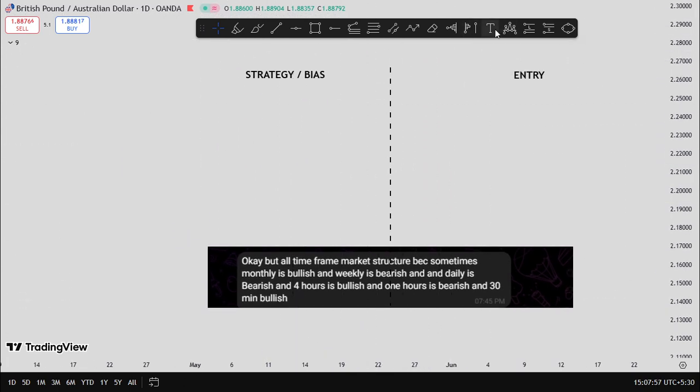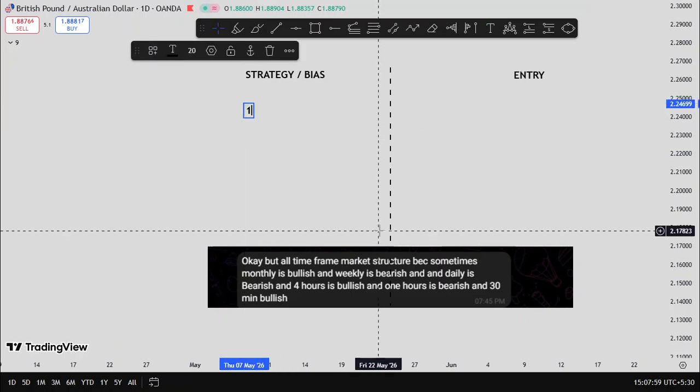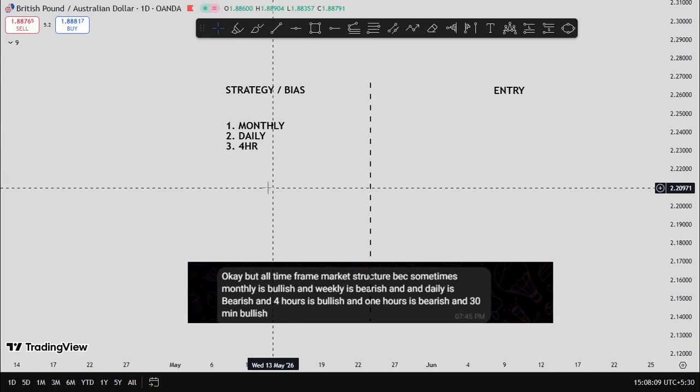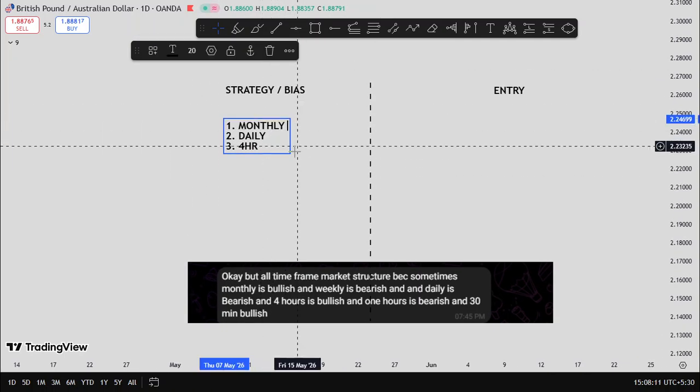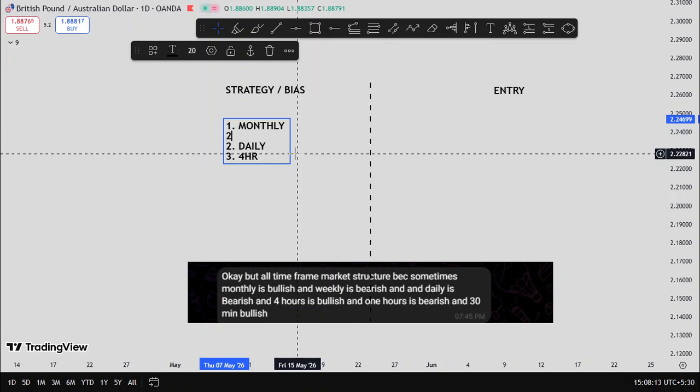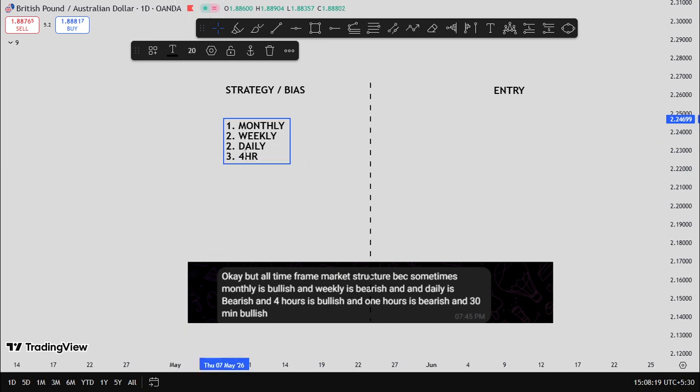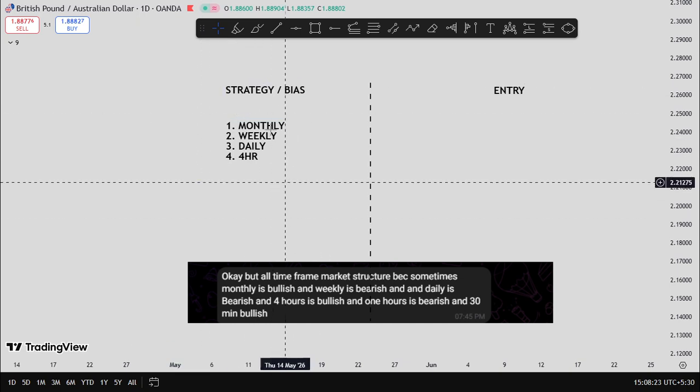So we have the monthly, second the daily, and third the 4 hour. This we are using for bias. Oh sorry, I forgot the weekly. So second will be the weekly, third will be the daily, and fourth will be the 4 hour. So we have these higher time frames.